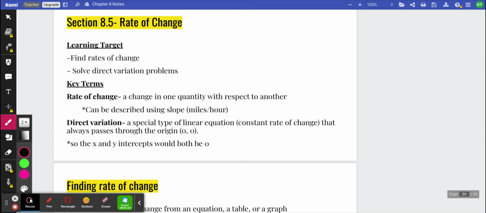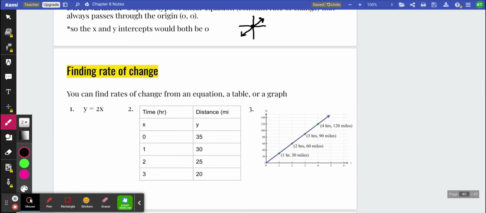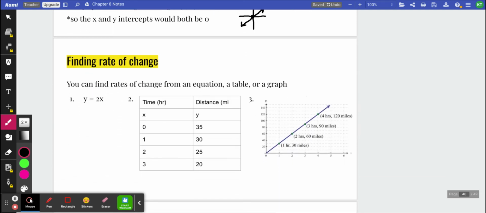Okay, now we can always calculate a rate of change if it's linear, whether it crosses through the origin or not. So we can always calculate rates of change on straight lines. But direct variation is going to be a special one where it crosses through the origin at 0, 0. So, right, crosses through right here, meaning the x and y intercepts would both be 0. All right, finding rates of change, right?